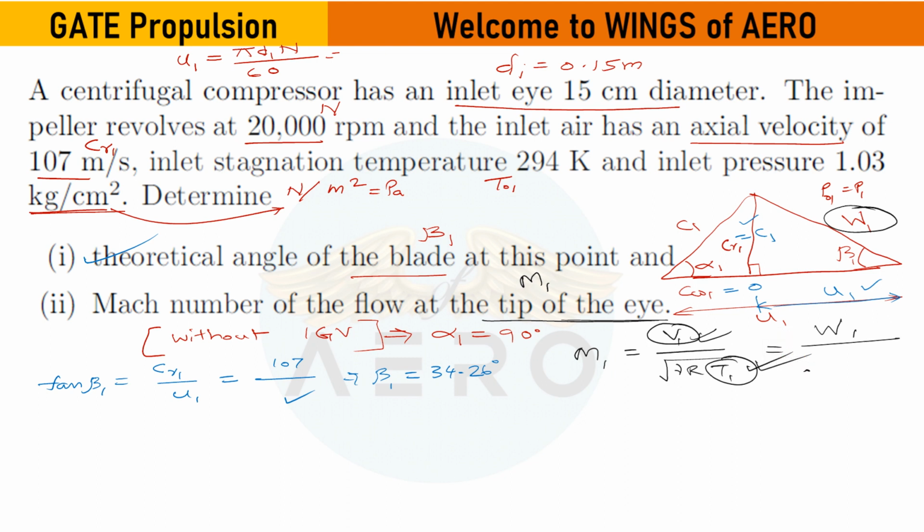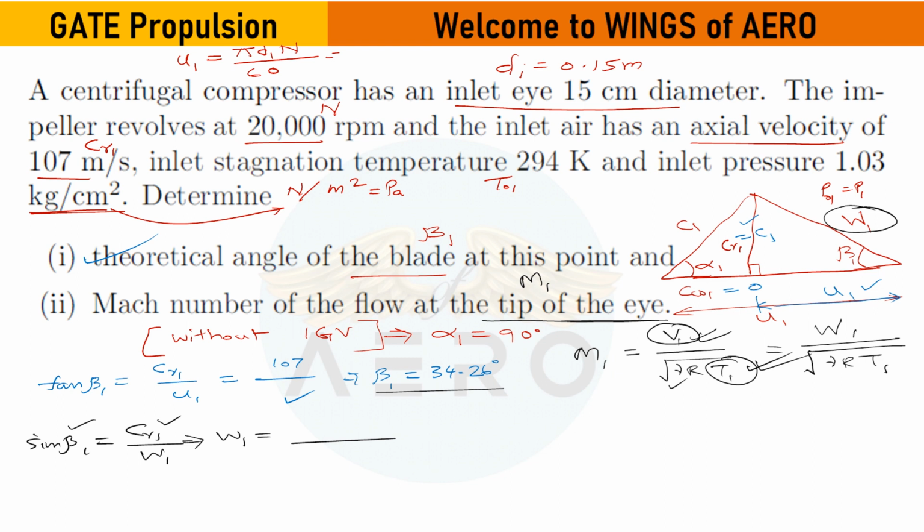W1 by root of gamma R T1. This is the formula. Do you know what W1 is? How can you find W1? It is not known, so you can use the concept from beta 1. Let's take sine beta 1 equals height CR1 by W1. CR1 is known, beta 1 is known. From here you can find W1. Now how to find the rest? Gamma is also known, it's 1.4. R is 287. T1.